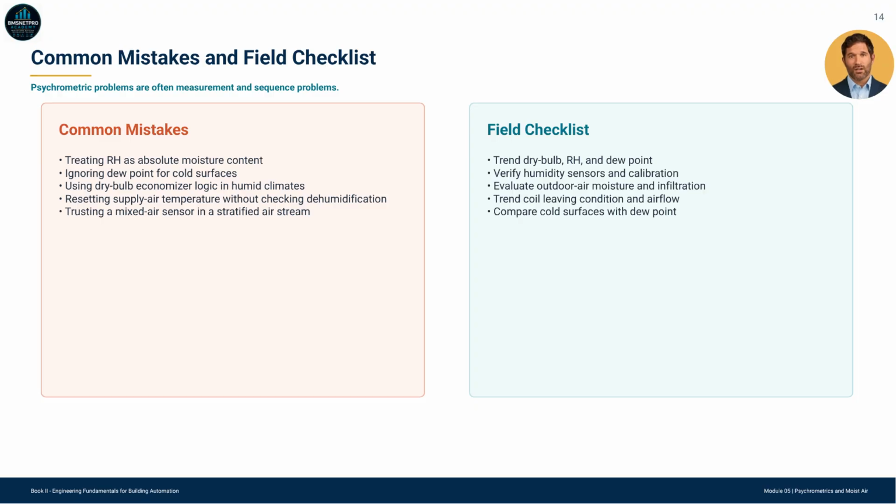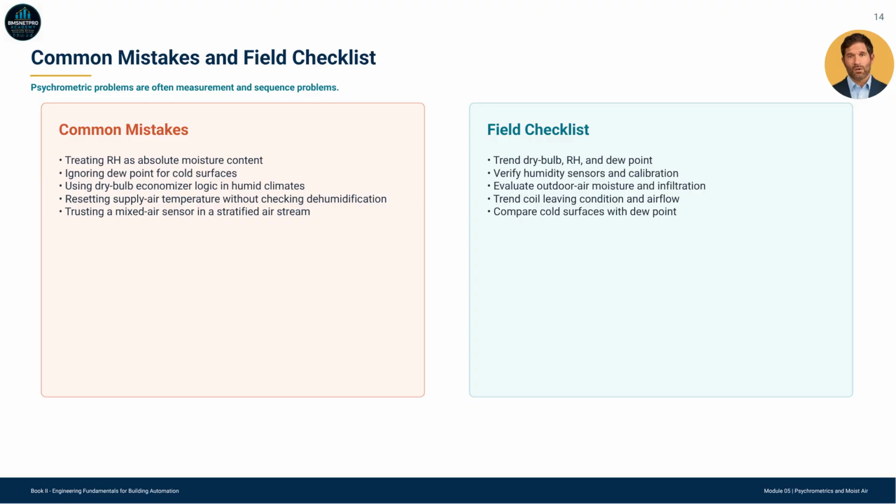Most psychrometric failures are not caused by one bad set point. They usually involve measurement, sequence, air balance, outdoor air, infiltration, or coil behavior. Common mistakes include treating relative humidity as absolute moisture content, ignoring dew point for cold surfaces, using dry bulb economizer logic in a humid climate, resetting supply air temperature without checking dehumidification, and trusting a mixed air sensor located in a stratified airstream. The field checklist is your protection.